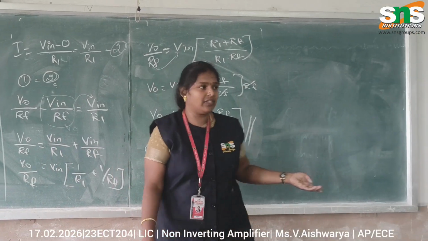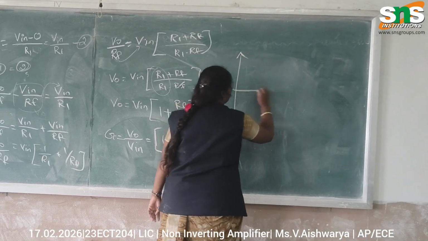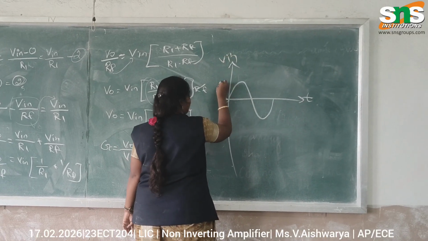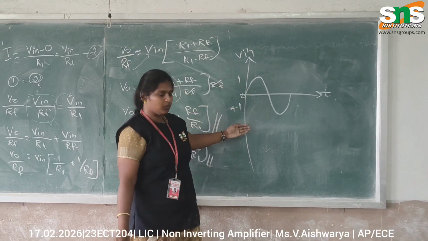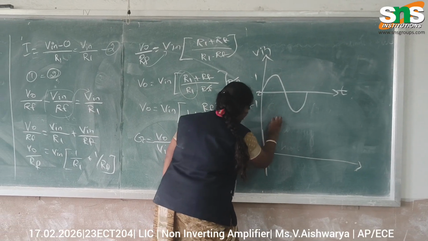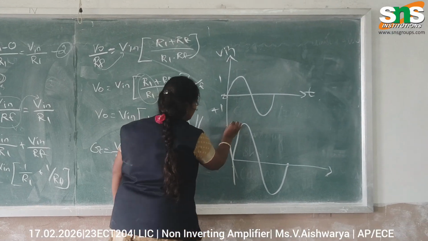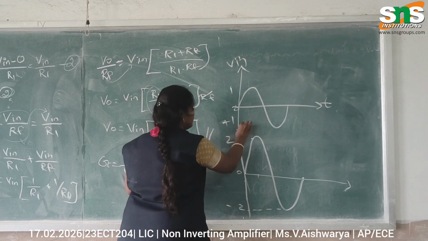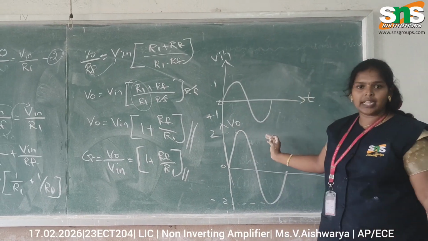Next we will draw the waveform. Here is the waveform. This is our V in. I applied 2 volts to the input, and after processing I will get the output like this. This is just the amplified value. This is your V naught. So this is the waveform of the non-inverting amplifier.